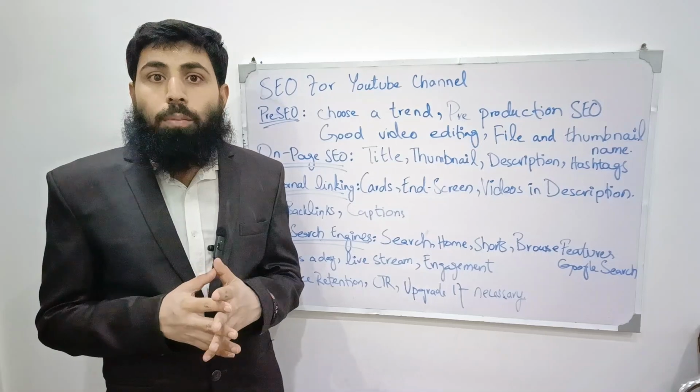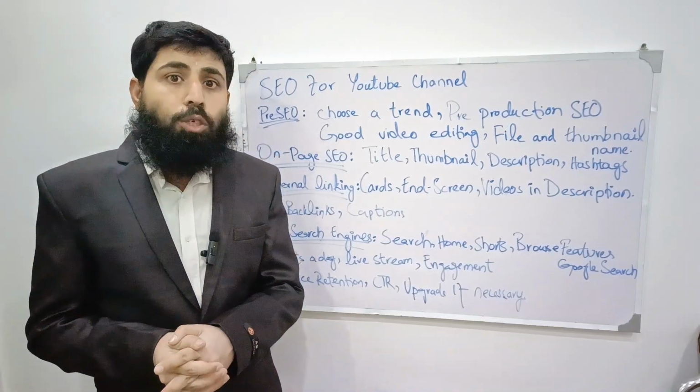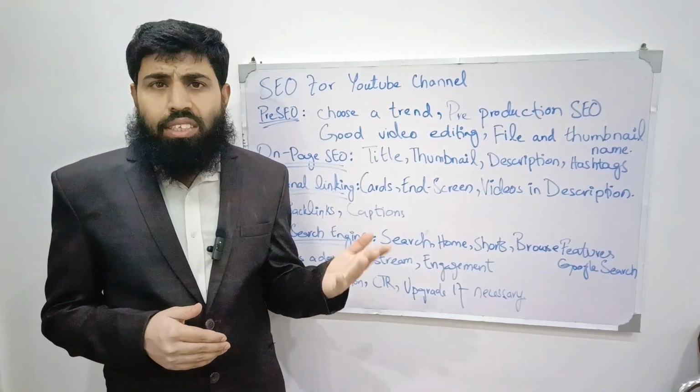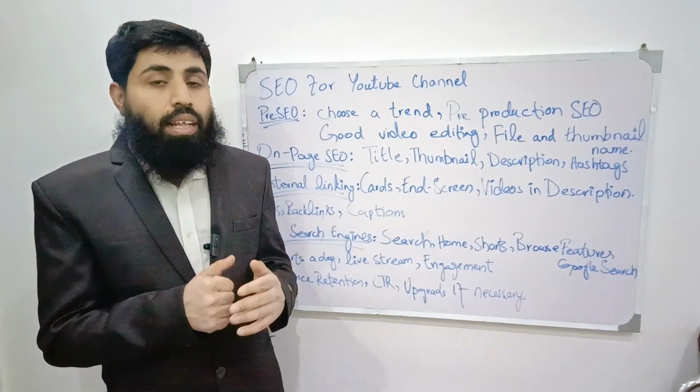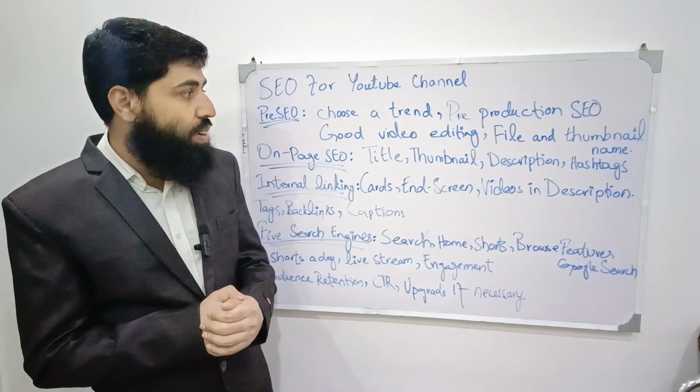For example, PUBG Mobile Ultimate Guide or PUBG Mobile How to Play. For example, such types that can help you to mention your keyword at the beginning of the title. This way you can do SEO very well.